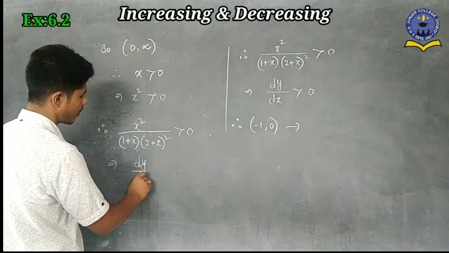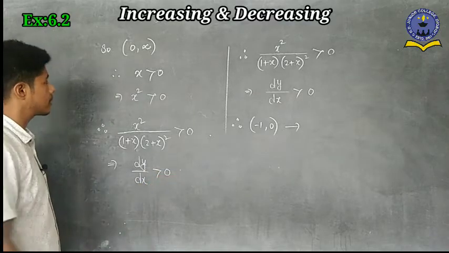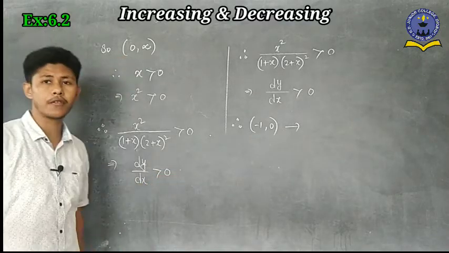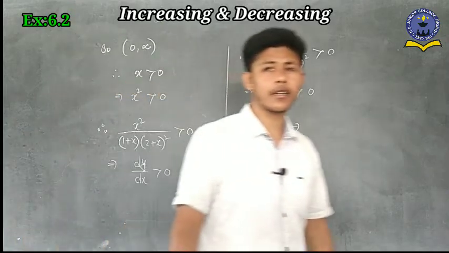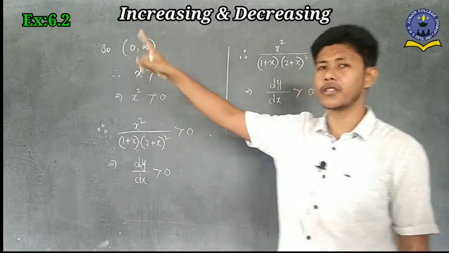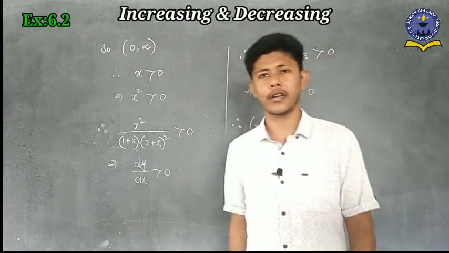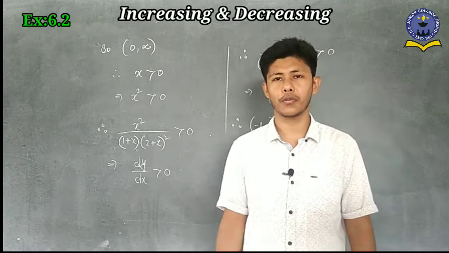So that means dy/dx is greater than 0. So from here what we can say: in the interval 0 to infinity also the function is strictly increasing. So in 0 to infinity it is strictly increasing, as well as from -1 to 0 it is also strictly increasing. That is what we needed to prove here.